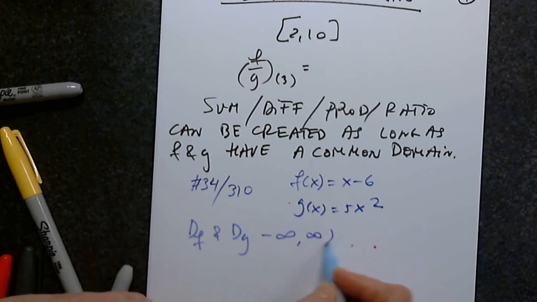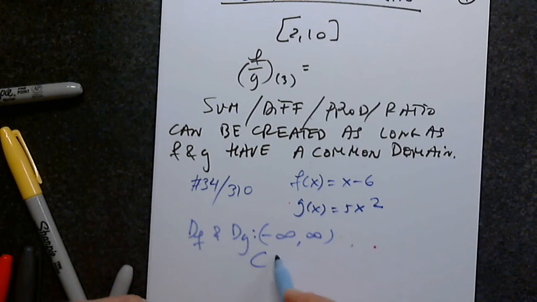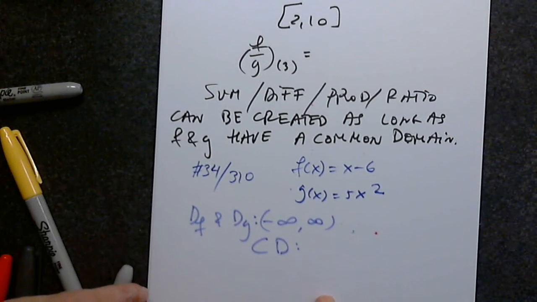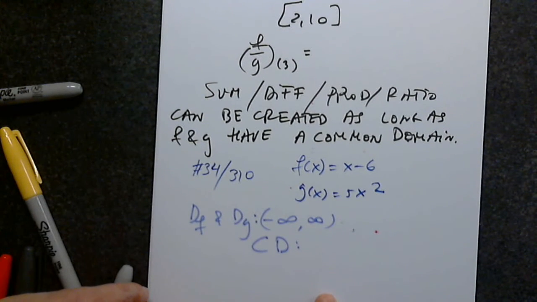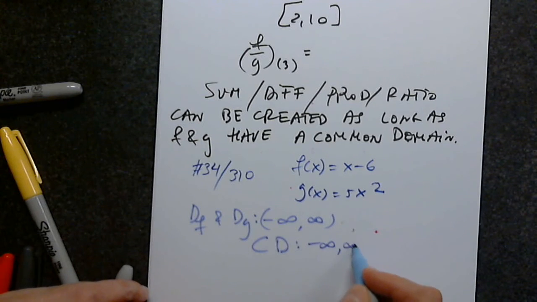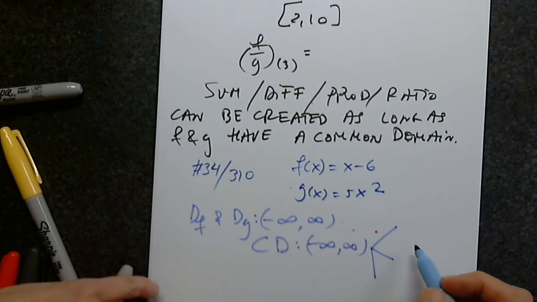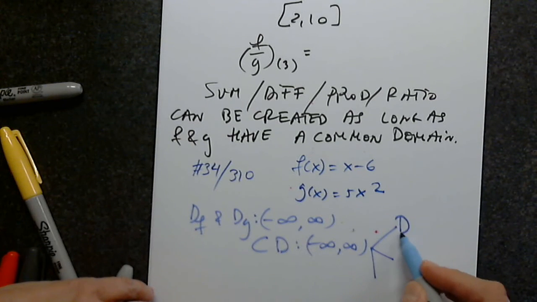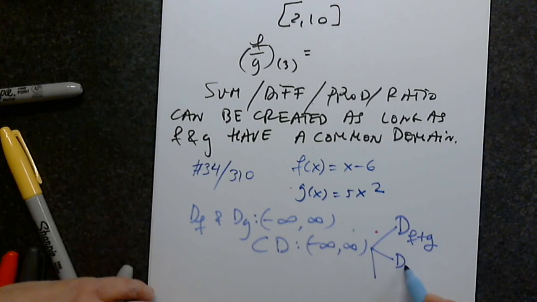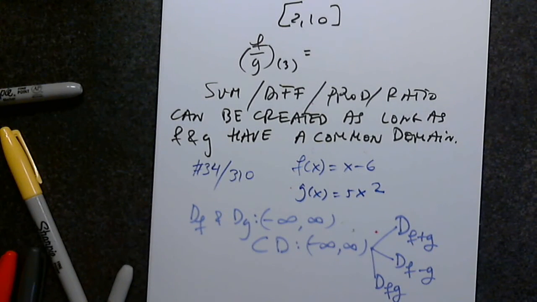Right, both of them. Good. So then what is the common domain? Of course, everything. And this domain will always, forever, and for any function, be the domain of the sum, the domain of the difference, and the domain of the product. Always. The common domain will always be the domain of the sum, difference, and product.